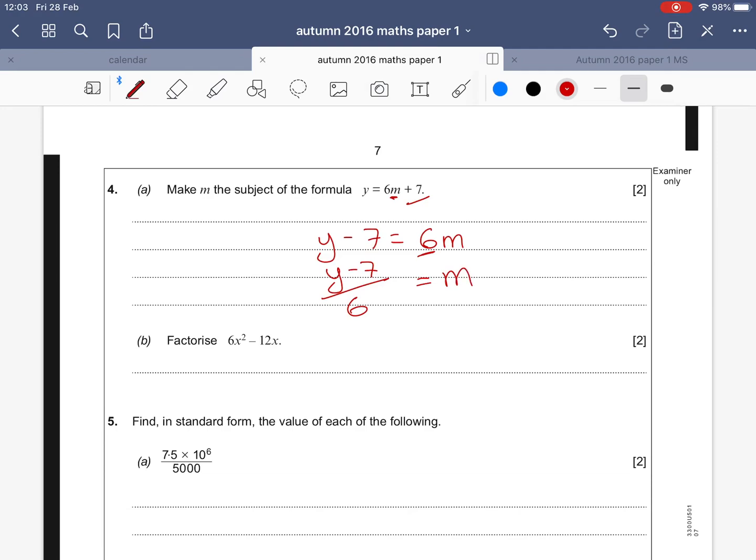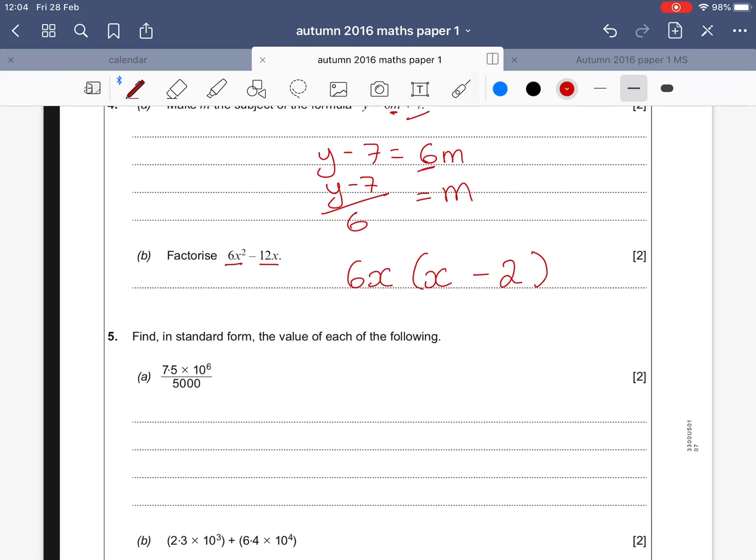Part B, I've got to factorise. Okay, this you can see it means single brackets because, yes, it's got an x squared. However, there's stuff that goes into this one and this one, not just one. So 6 and x goes into both of them. So 6 and x need to go on the outside of my brackets. 6x times what is 6x squared? x. 6x times what is minus 12x? Minus 2.